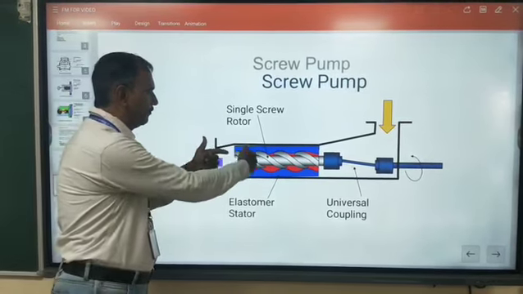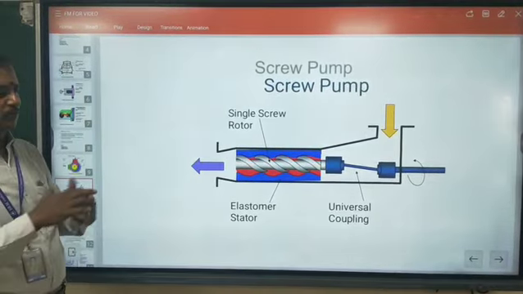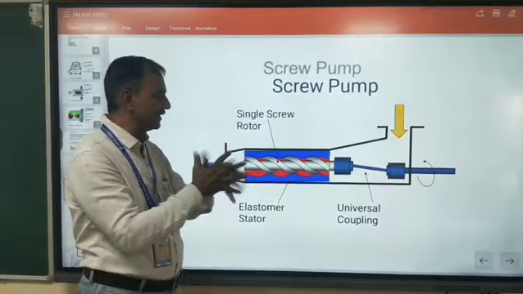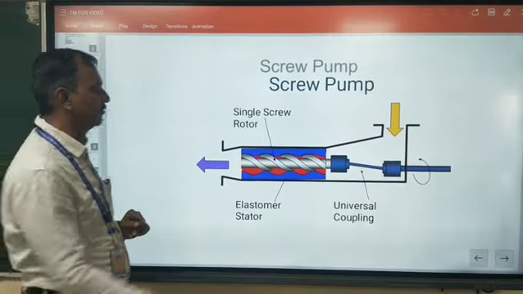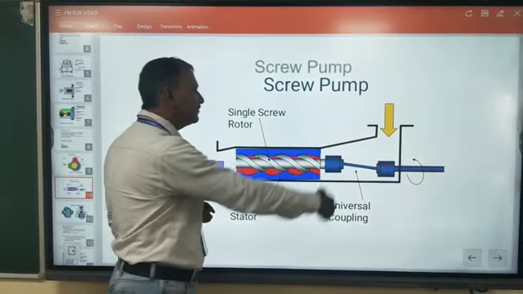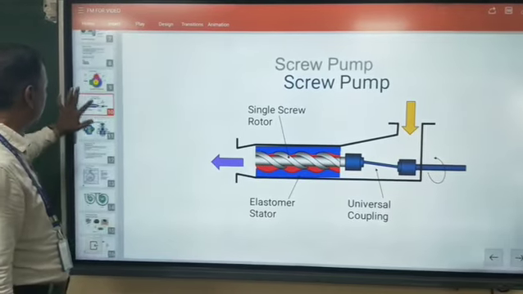There is a fixed pipe, and over that there will be some screw-like setup, so that the liquid gets caught, gets compressed, and is being pressured out. We need to give some rotary motion for this. That way the liquid gets sucked inside and it gets thrown out.